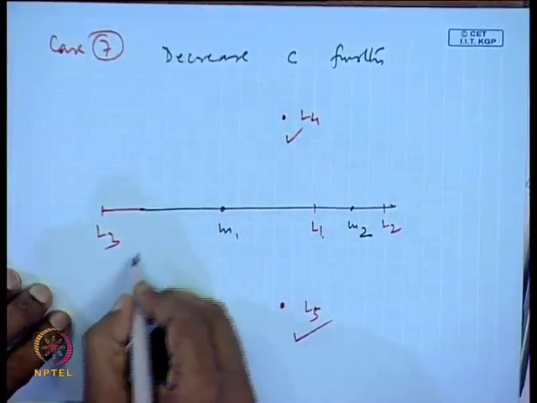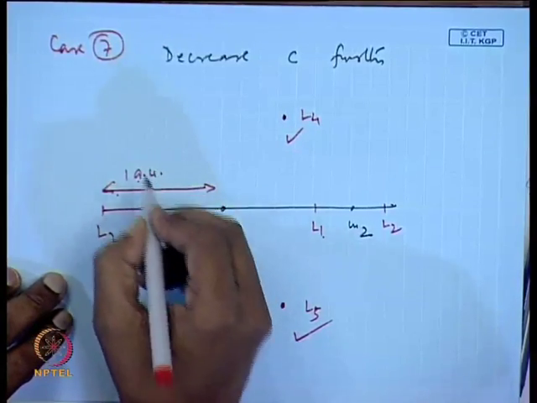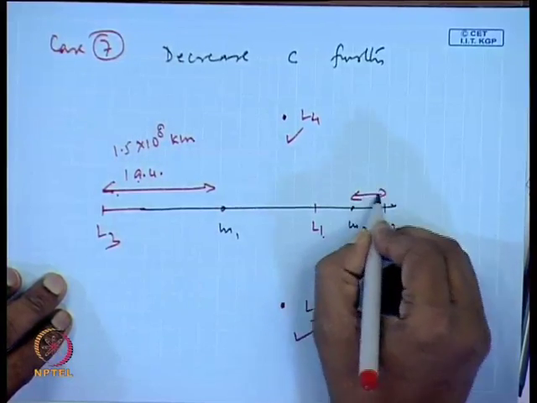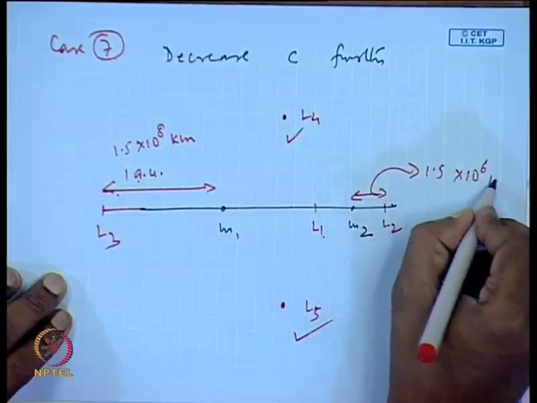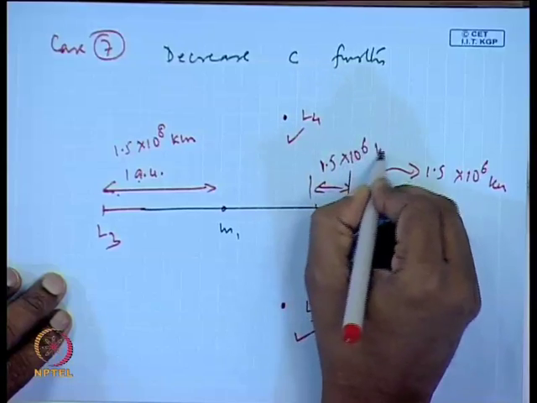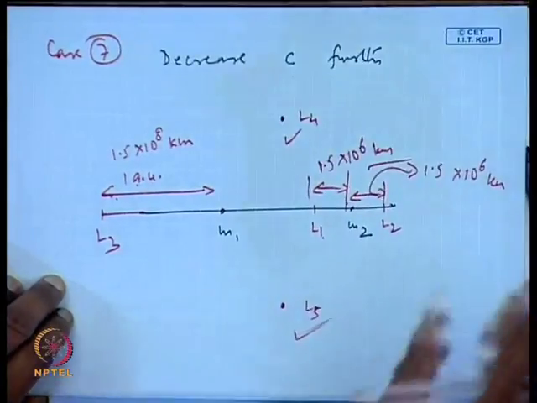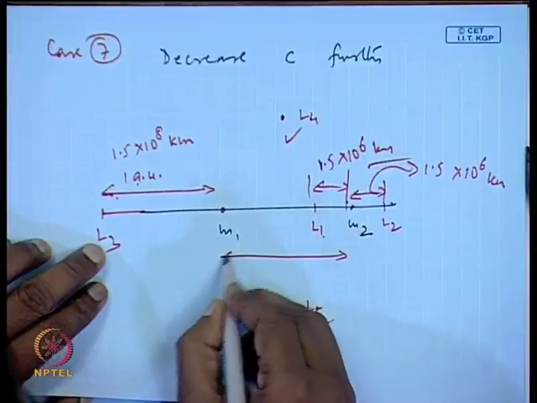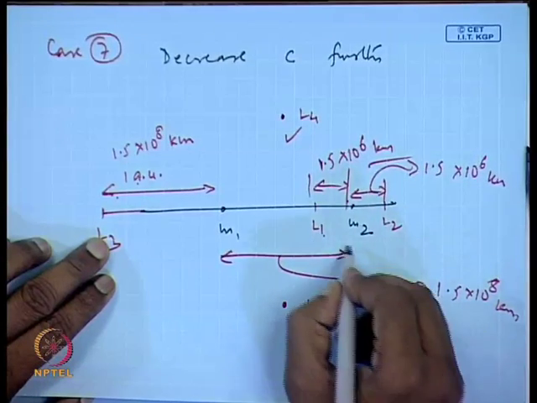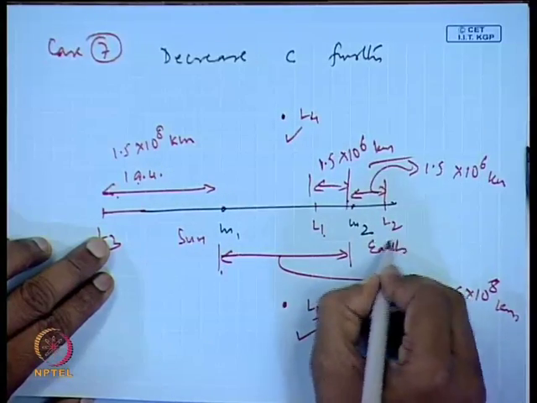In the case of the Sun Earth system, we have seen that this quantity is one astronomical unit, which is the distance between the Sun and Earth, 1.5 times 10 to the power 8 kilometers. This distance turns out to be 1.5 times 10 to the power 6 kilometers, and this distance turns out to be 1.5 times 10 to the power 6 kilometers. For the moon we have already written earlier. This is your Sun and this is Earth.